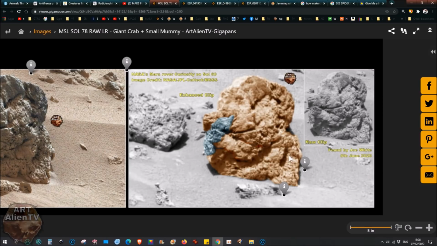It's got multiple limbs here. 1, 2, 3. There's one around the other side. There's probably got 4 on each side. So this may be a crab. It may be an insect. It could only have 3 either side. So there's just some weird stuff on Mars, right?